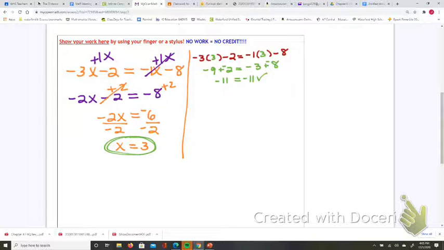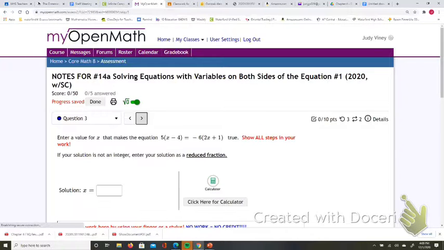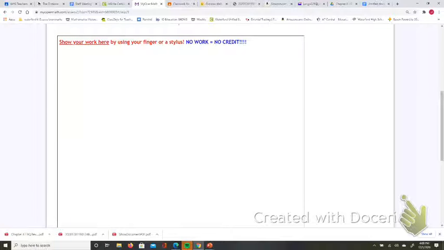Okay, now again, remember that you got to make sure you have all the work and the check, and then put 3 into your answer and submit and go on to number 3. So we go to number 3. The first thing that we do is we write down the equation. So the equation is 5 parentheses x minus 4 equals -6 parentheses 2x plus 1.